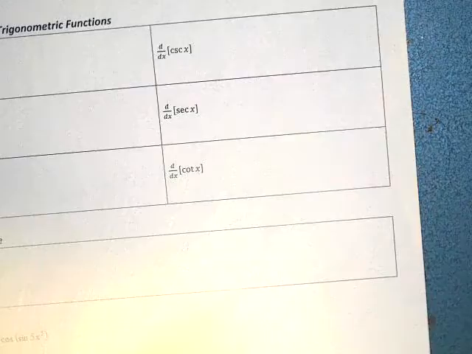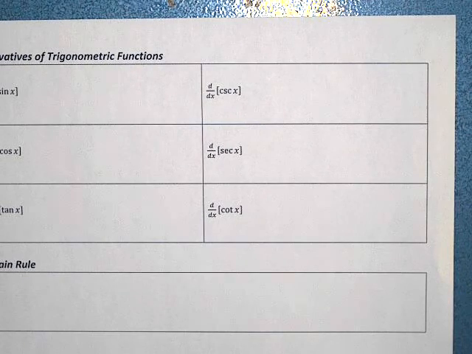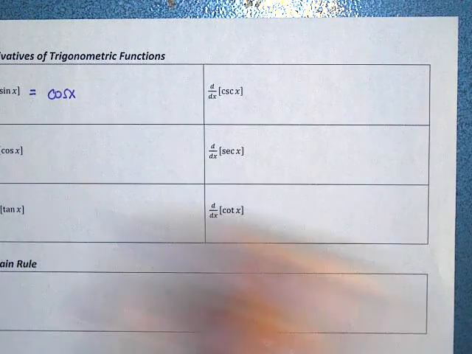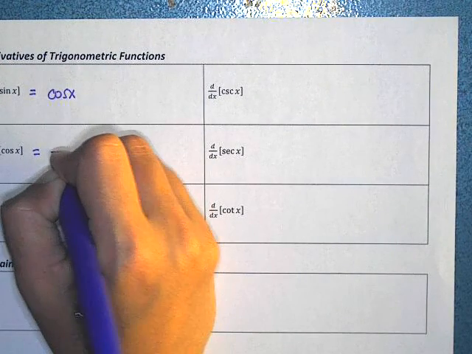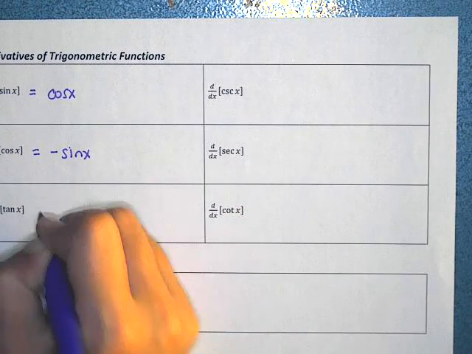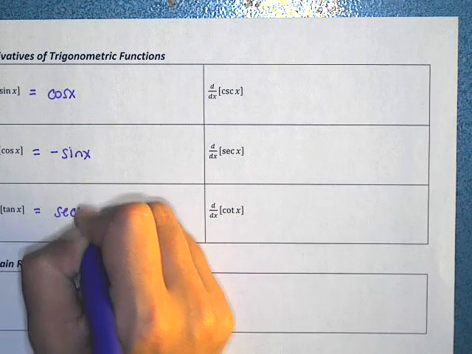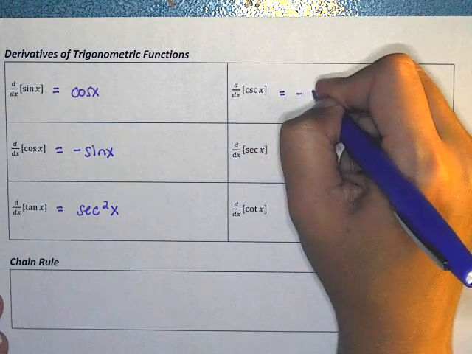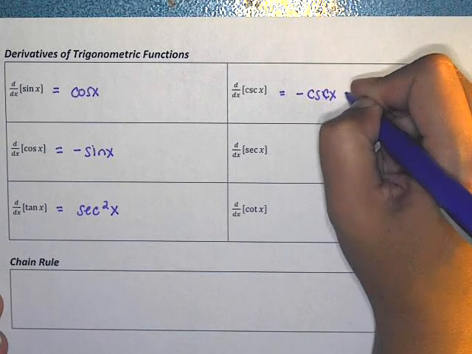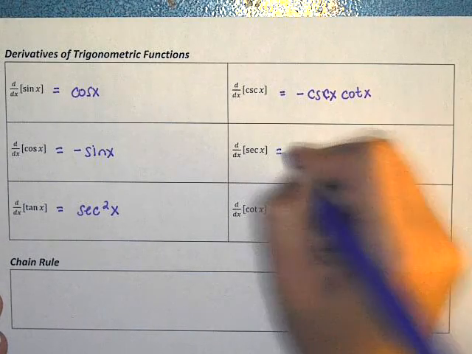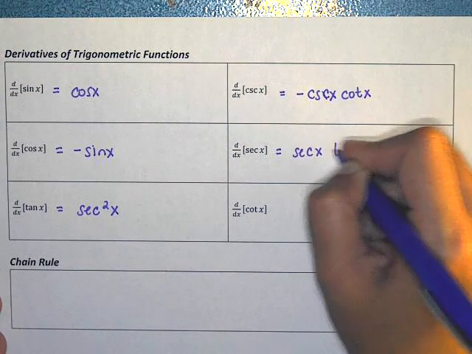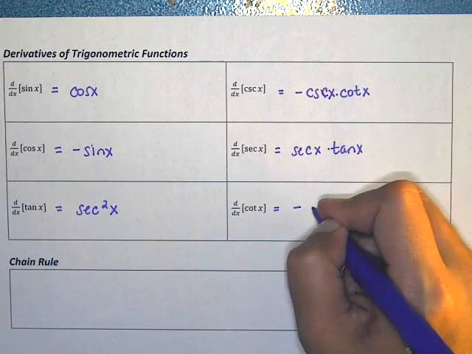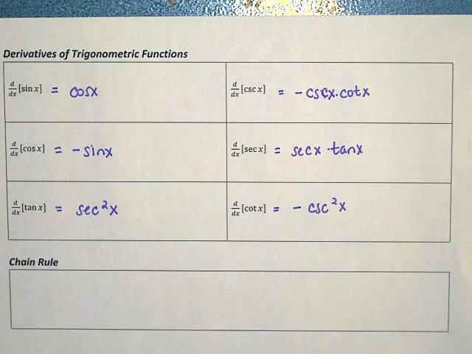On the next page, we've learned a couple derivative rules. First, we learned that the derivative of sine is just cosine. We learned that the derivative of cosine is negative sine. And the derivative of tangent would be secant squared. We also learned the derivative of cosecant is negative cosecant cotangent. The derivative of secant is secant tangent being multiplied together. And the derivative of cotangent is negative cosecant squared.